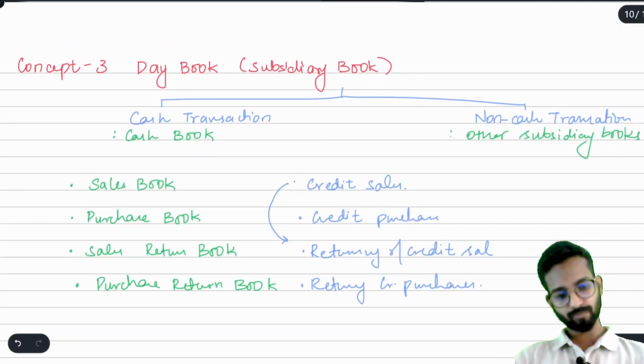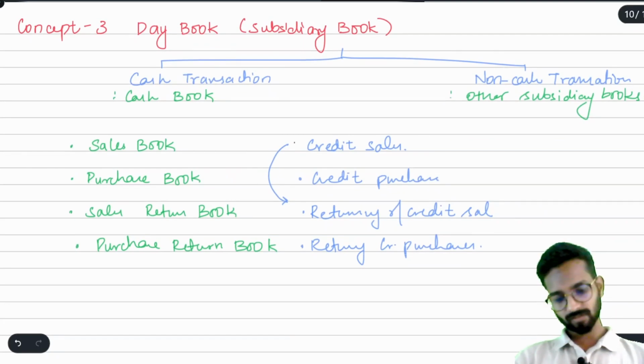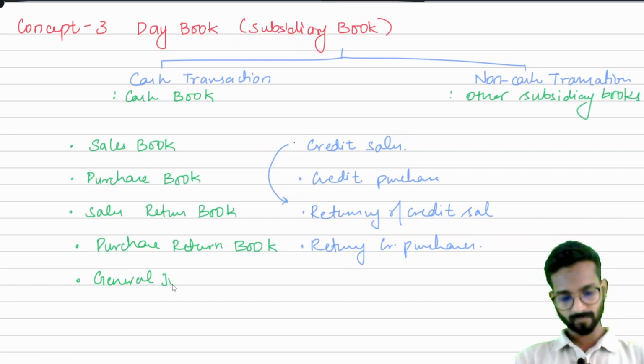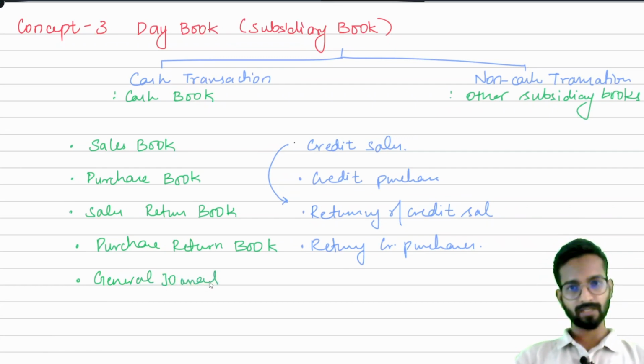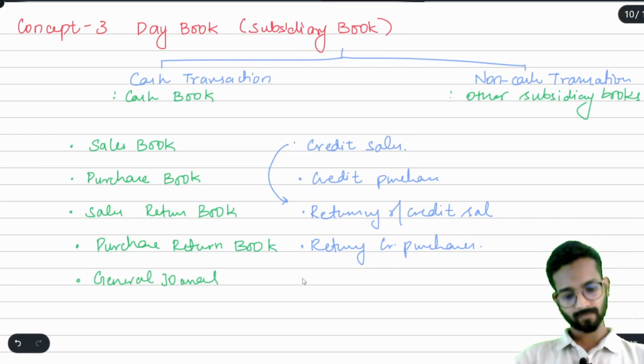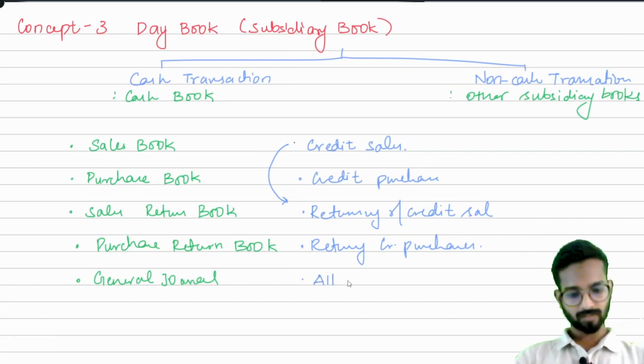Remember, one more important book was general journal. See, day book is nothing but journal only. Okay, in journal we have these all books: cash book, sales book, purchase book, sales return, purchase return. General journal, where all the other entries are recorded. Okay, all other remaining entries.